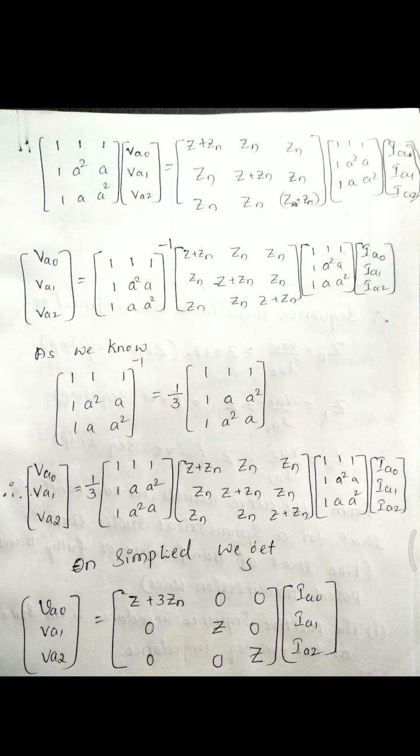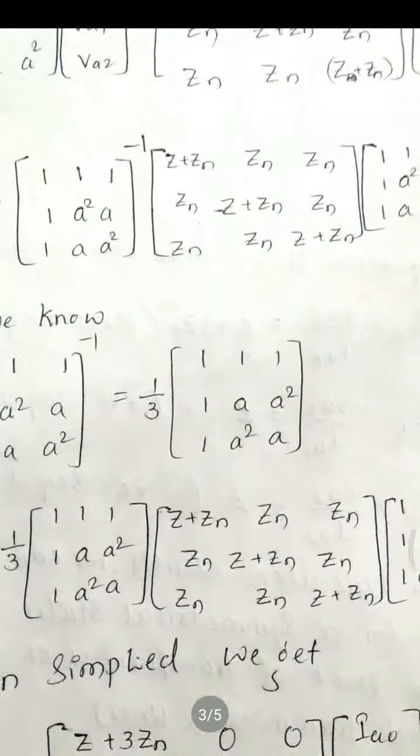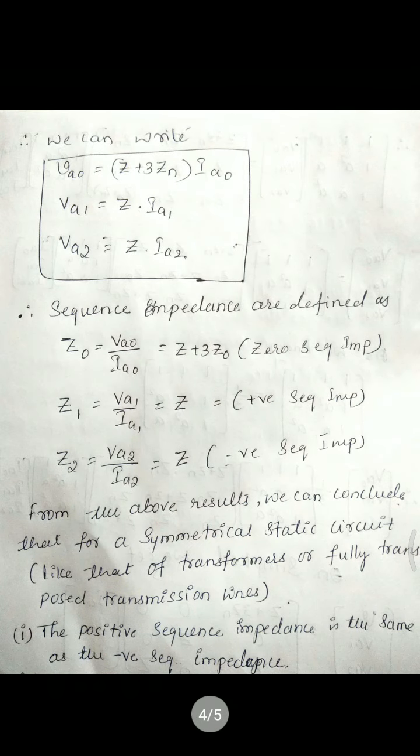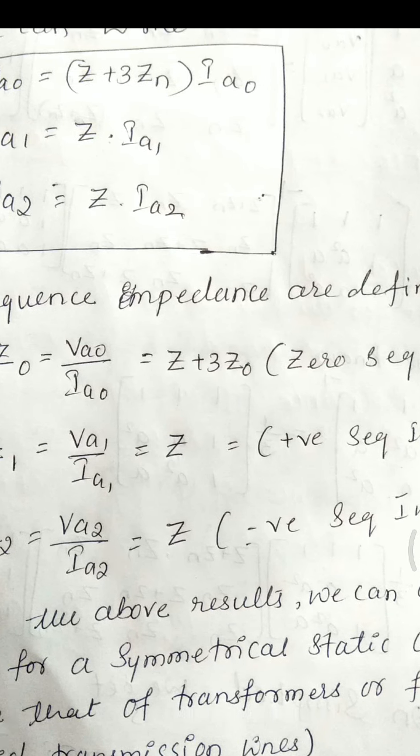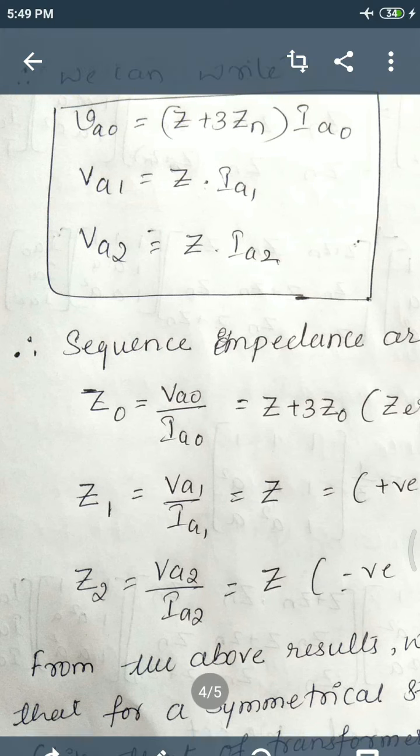So when you solve this, you get VA0, VA1, VA2, that is zero sequence voltage, positive sequence voltage, and negative sequence voltage, equal to this matrix into IA0, IA1, IA2. If you simplify, from this last equation we can write that VA0 equals Z plus 3Zn into IA0, VA1 equals Z into IA1, VA2 equals Z into IA2.